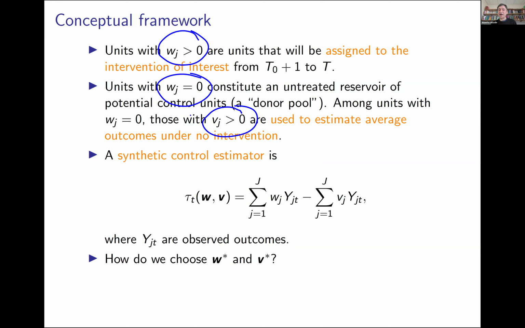Okay, so imagine that I give you a W and I give you a V, and how do you get a synthetic control estimator in this setting? This is going to be very easy. What you are going to do is take the average outcome for the synthetic treated unit minus the average outcome for the synthetic control unit, and this is going to be your estimator. Okay, so that's if I give you the W and I give you the V, but there are many possibilities for these weights. So how am I going to make my choices W star, V star? Okay, so let's go to that.